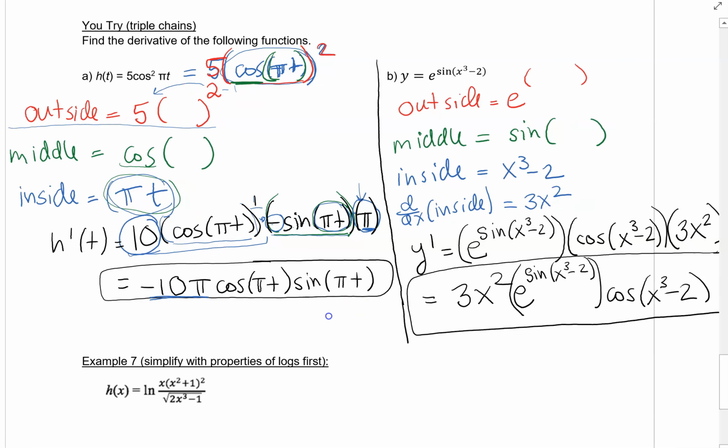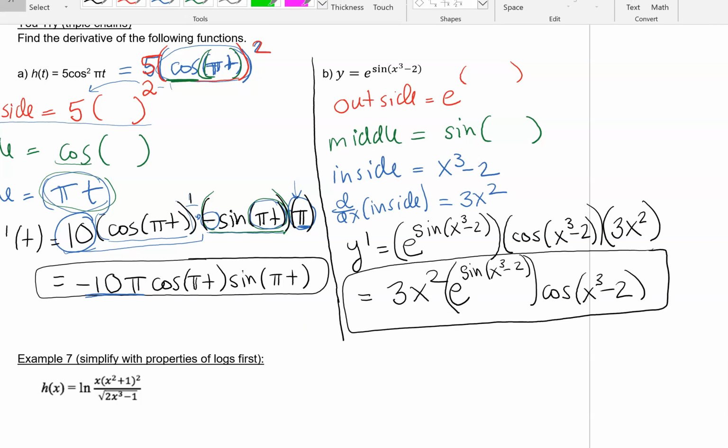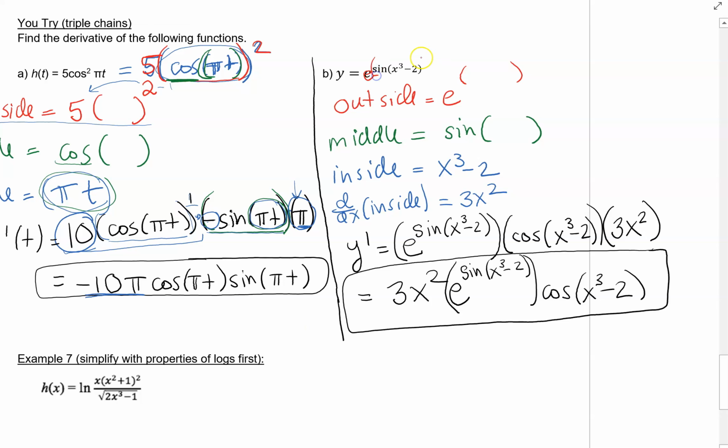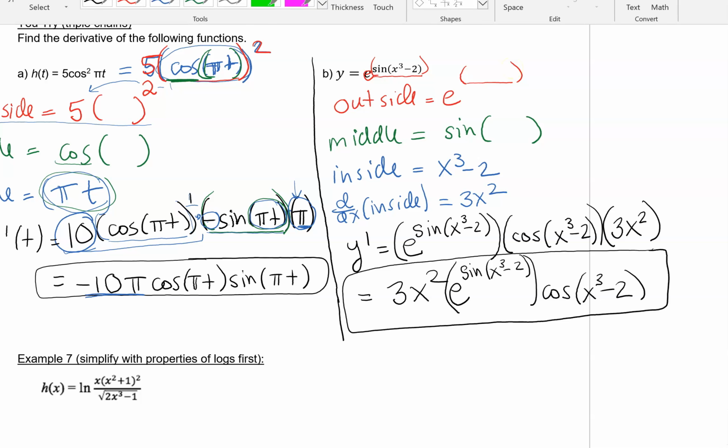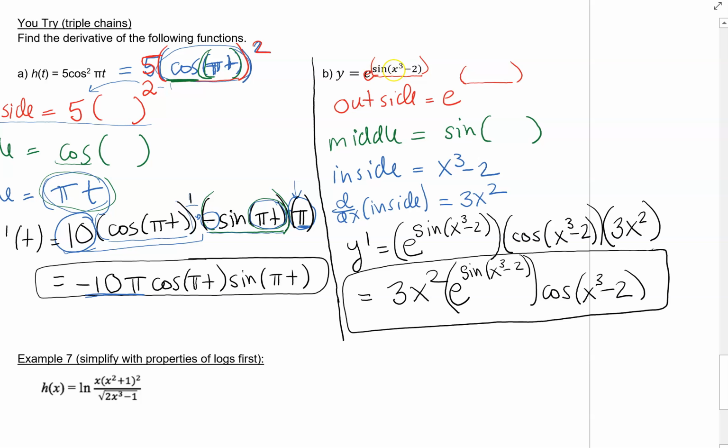For part B, hopefully you recognize that the most outside function is e to a power. So all of this sine is inside the exponent for e. But there's sort of a middle and then a very inside part. The middle part is the sine of blob, sine of this part that's the most inside. The thing that was the most inside was x cubed minus 2. So that function got plugged inside of sine, and then all of that got plugged inside of e to the x. So it's a triple chain.